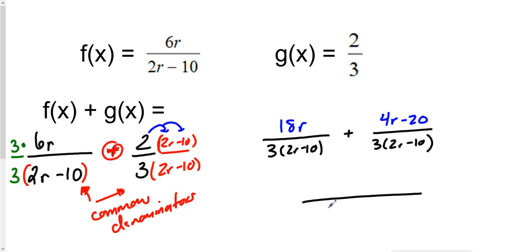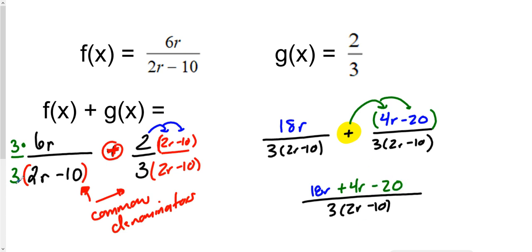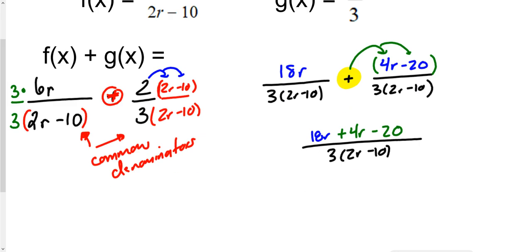I have common denominator, so I can write it down one time. Then I can take the plus sign, and that plus sign is distributed to both terms in the next numerator. So I have 18r plus times a plus, positive times a positive stays a positive, so we have plus 4r, and positive times a negative stays a negative. I need to combine my like terms in my numerator. 18r and 4r is 22r, and then minus 20 over 3 times 2r minus 10.